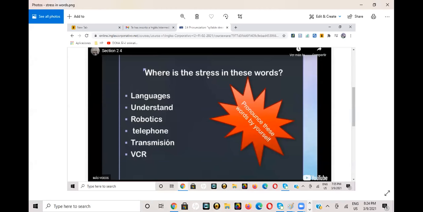Pressure. Okay. Yeah, so languages. How many syllables do you hear when you say the word languages? Maybe three syllables. Three syllables is correct. Where is the stress when you say the word languages? Yes, it's in the first syllable. How do you pronounce the second one? Understand. How many syllables are there? Where is the stress? In the last syllable.